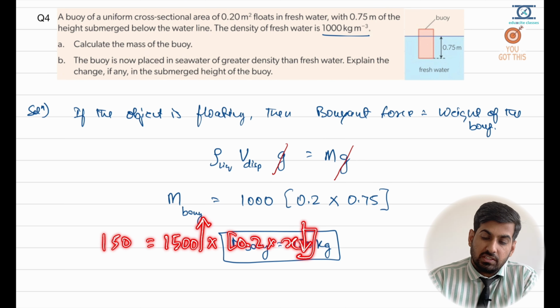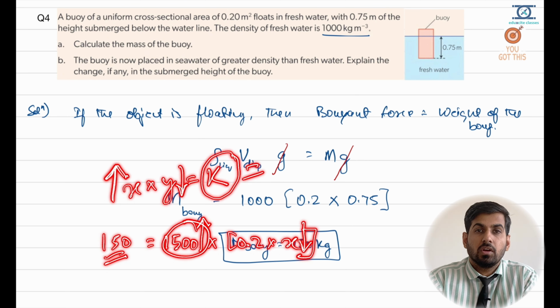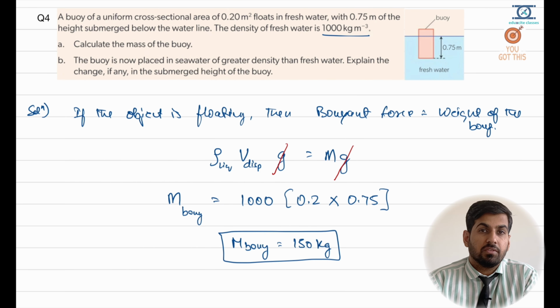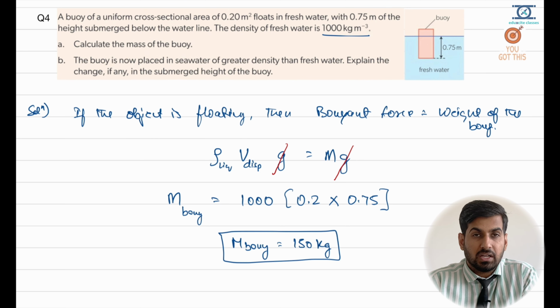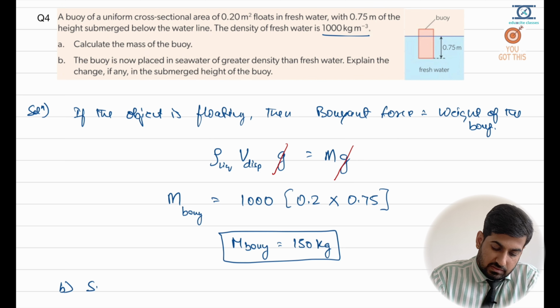If x and y are multiplied, x into y is a constant k, and if x is increasing, meaning density is increasing, then y has to decrease in order to keep the value constant, because the mass of the buoy will not change whether you place it in a different liquid or not. So mass will remain the same, and what I can say is the submerged height will decrease.